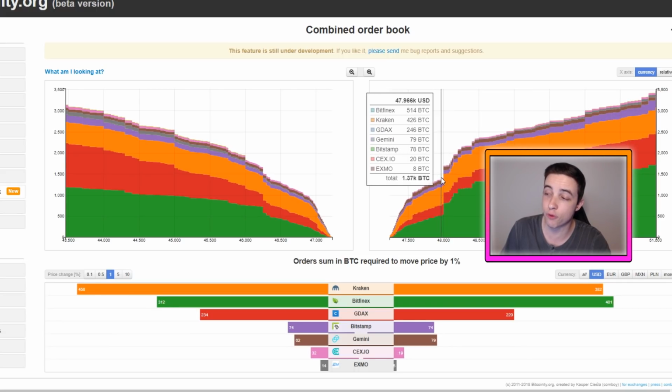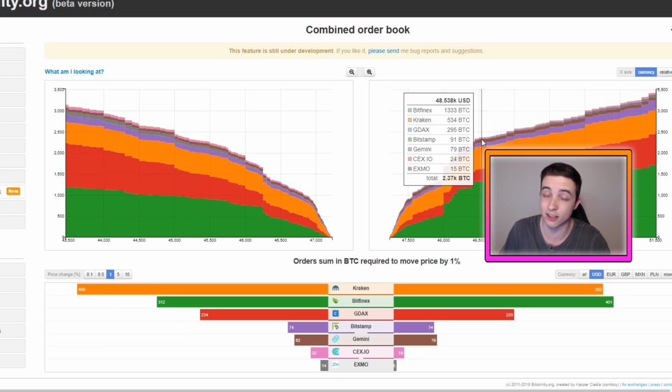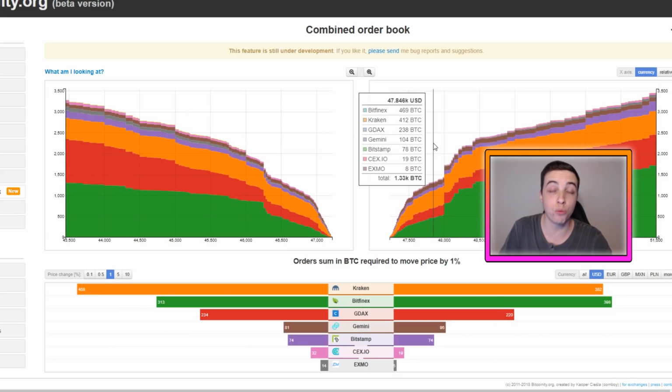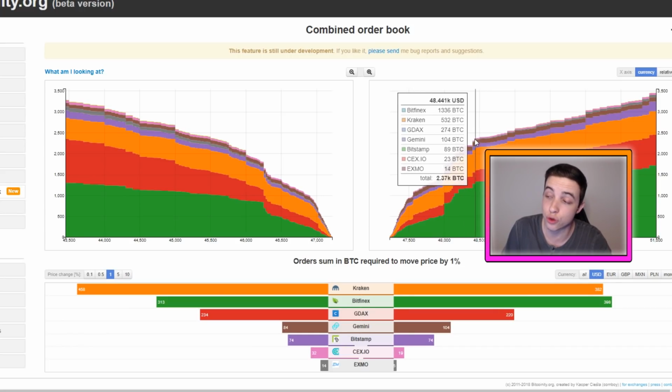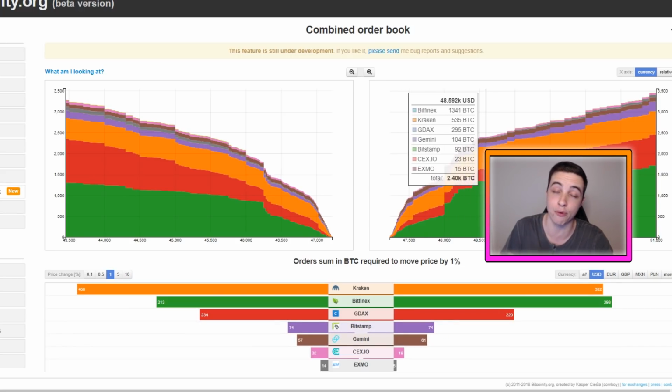So pretty much in between $48,000 and $48,500, that little $500 price range for Bitcoin, I would expect a decent amount of resistance for the Bitcoin price in that price range, simply due to all of those sell orders placed in that price range once again.